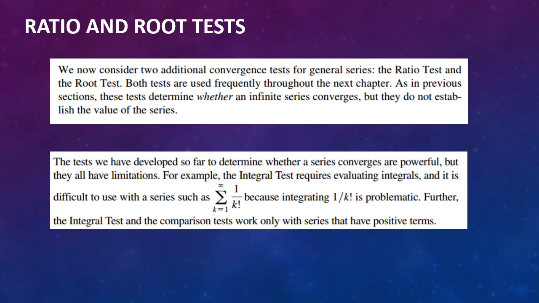As in previous sections, these tests determine whether an infinite series converges, but they do not establish the value of the series. The tests we've developed so far to determine whether a series converges are powerful, but they all have limitations. For example, the integral test requires evaluating integrals, and it is difficult to use with a series such as 1 over k factorial, because integrating 1 over k factorial is problematic. Furthermore, the integral test and the comparison tests work only with series that have positive terms.